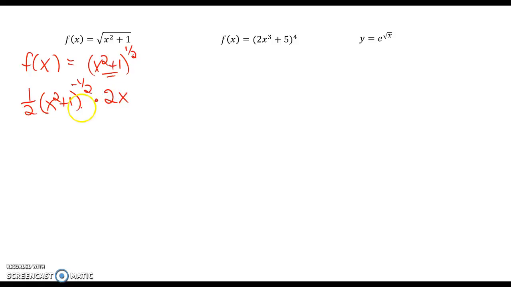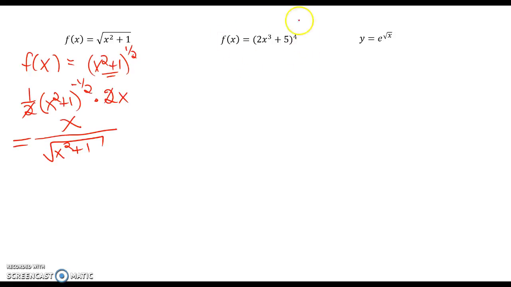All right, if we put that together and simplify, we'll end up with x on the top and the square root of x squared plus 1 on the bottom. That would be our derivative.